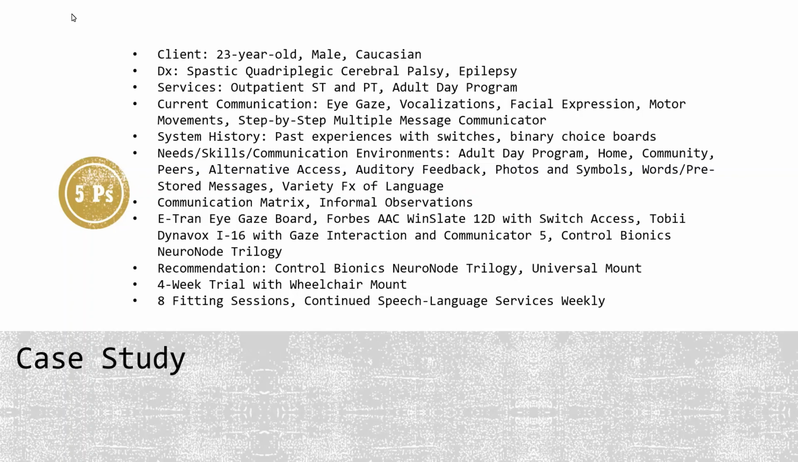So this was really successful in our opinion, and we're very excited that we were able to use this 5 Ps of AAC assessment as our guide to help recommend a system that's working well for this client.